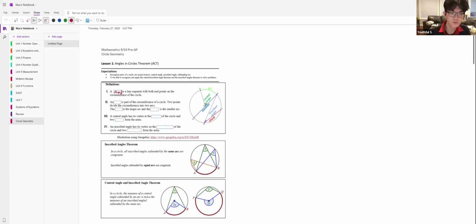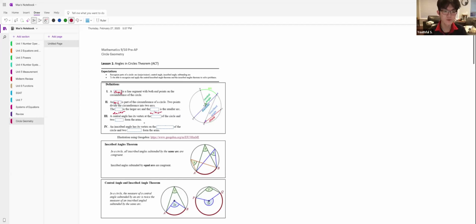Okay. An arc is part of the circumference of a circle. So this is an arc. 2 points divide the circumference into 2 arcs. So we have one arc here and another arc on the other side, major and minor. The major is the larger arc, and the minor is the smaller arc.